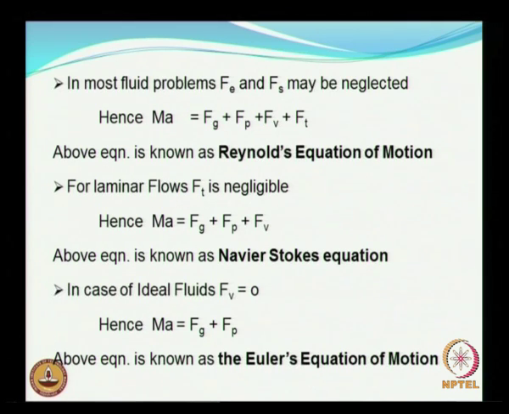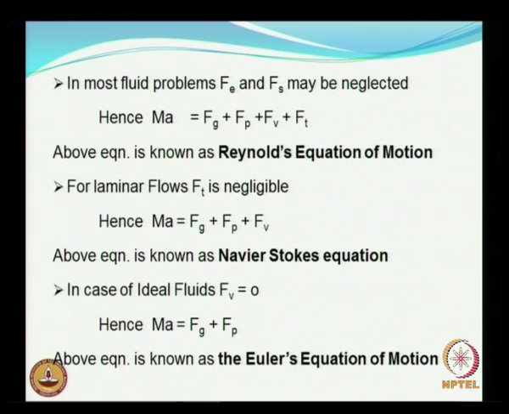Now, in most fluid problems we neglect the force due to elasticity and the surface tension. Hence the equation reduces to gravity, pressure, viscous and turbulent forces, and this is known as the Reynolds equation of motion. In the case of laminar flows, the effect of turbulence is neglected. So that would result in the summation of gravity, pressure and viscous forces, and this is called the Navier-Stokes equation, which is widely adopted.